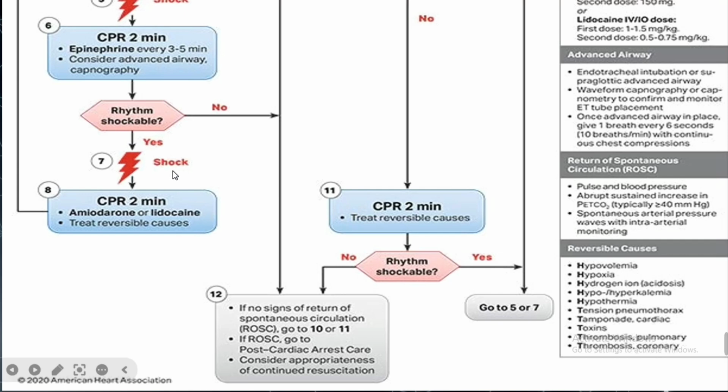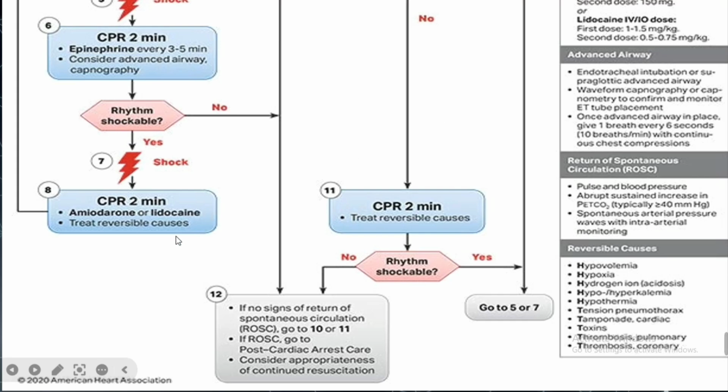After 2 minutes of CPR, we'll provide the patient amiodarone, or if amiodarone is not available, we will give lidocaine. Amiodarone dosage: the first dose is 300 mg and the second dose is 150 mg. For lidocaine, as you can see here, the first dose is 1 to 1.5 mg per kg, while the second dose is 0.5 to 0.75 mg per kg. Then treat the reversible causes.